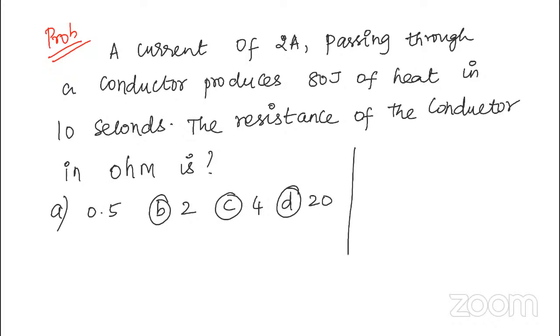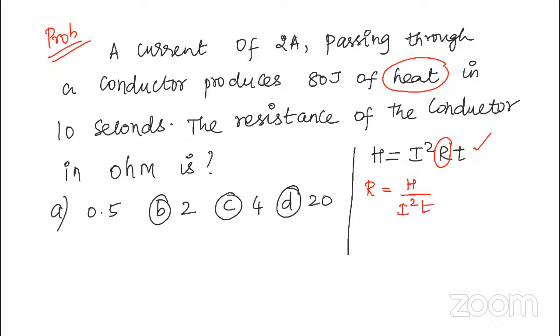Here we can use the formula that is H is equal to I square into R T. Here they are given one clue, that is heat. So we write the heat formula H is equal to I square R T. From that we can calculate the R value. So R value should be equal to H divided by I square into T.